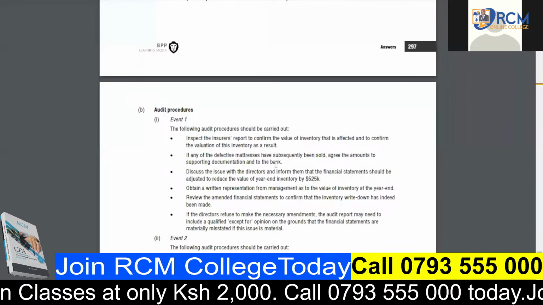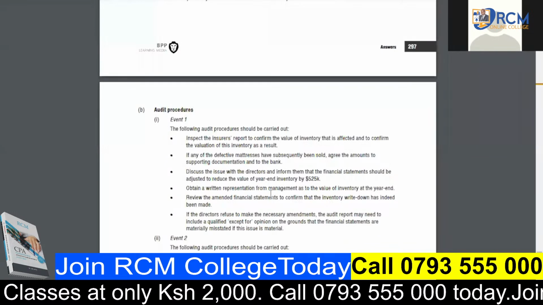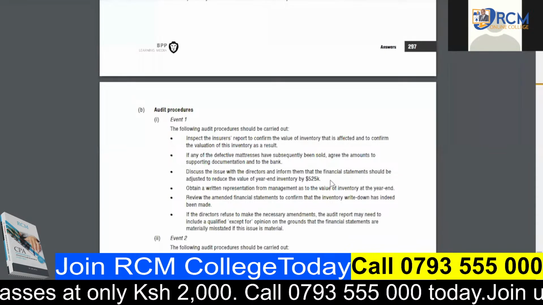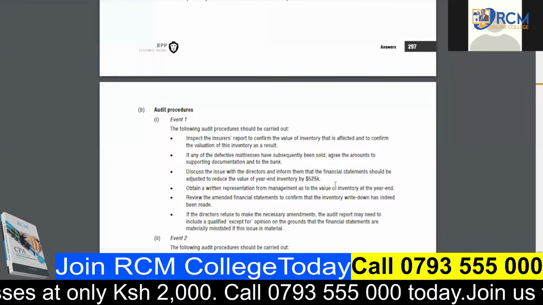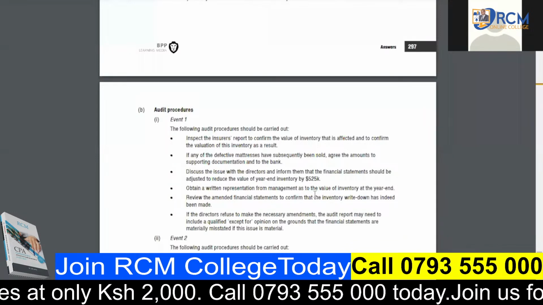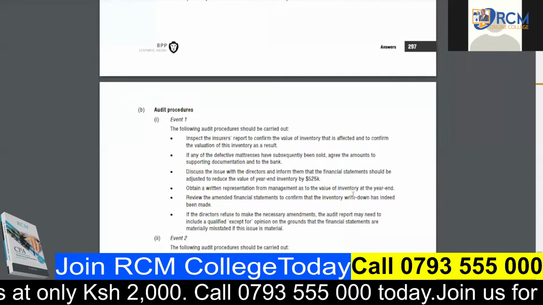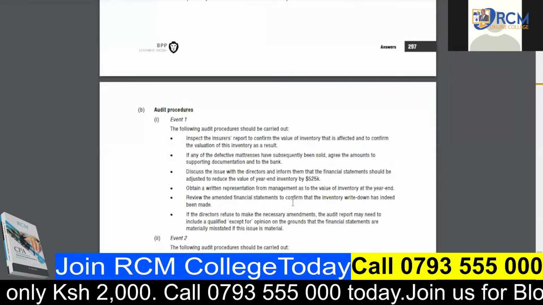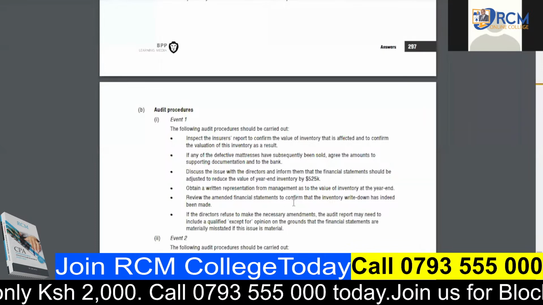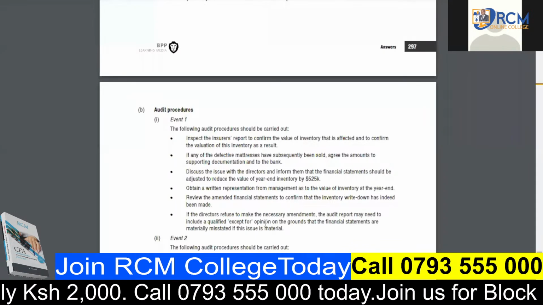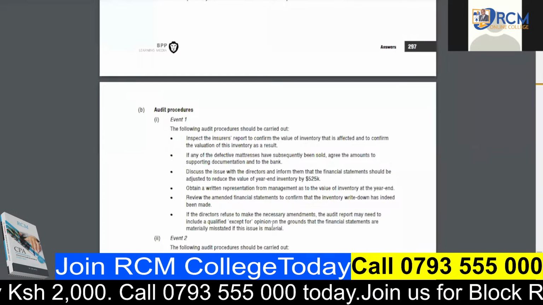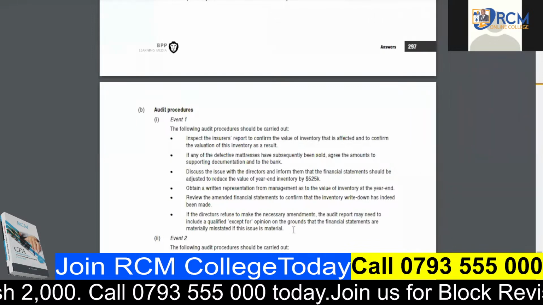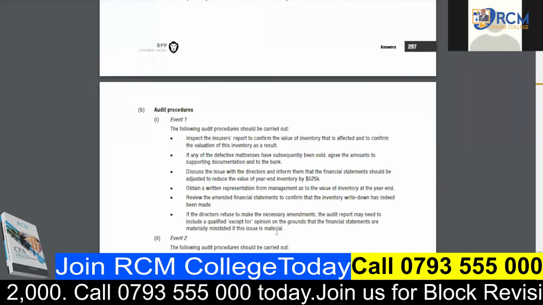Next, discuss the issue with the directors and inform them that the financial statements should be adjusted to reduce the value of year-end inventory to 525,000. Obtain a written representation from management as to the value of inventory at the year-end. Next, review the amended financial statements to confirm that the inventory write-down has indeed been made. If the directors refuse to make the necessary amendments, the audit report may need to include a qualified, except for, opinion on the grounds that the financial statements are materially misstated.